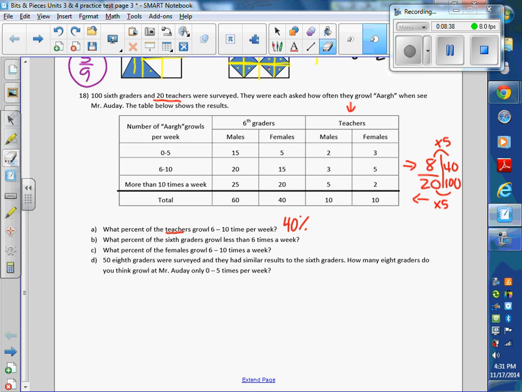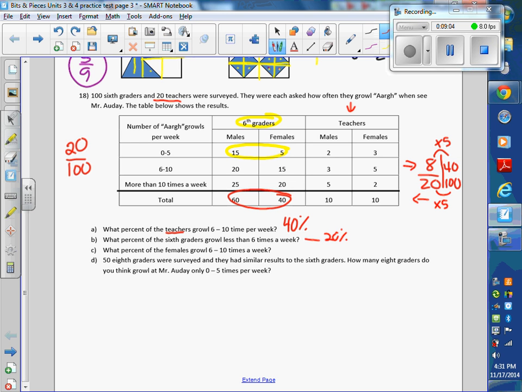What percent of the sixth graders, so now we want to look at sixth graders only in this column, growl less than 6 times a week, which is 5 or less. So here they are. There's 20 sixth graders out of a total of 100 sixth graders. So that one's easy because it's already per 100, so 20%.